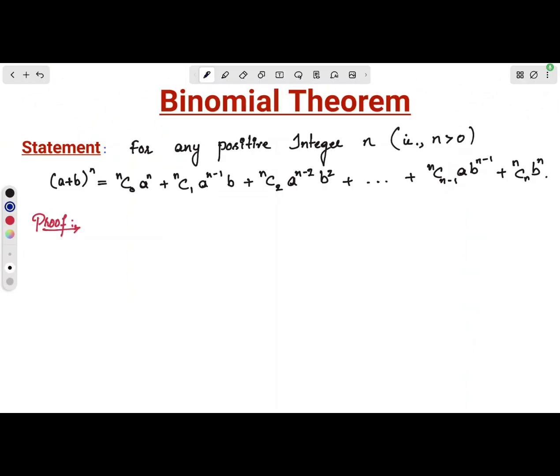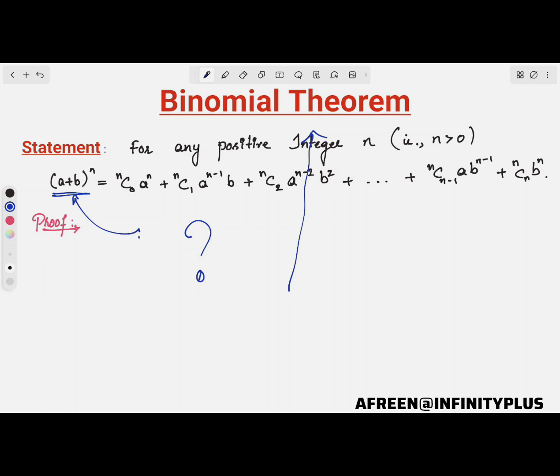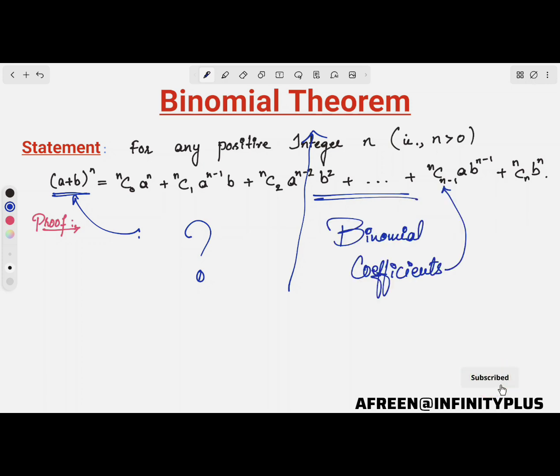Hello everyone. Have you ever wondered how to quickly expand expressions like (a + b)^n without using long multiplications? There comes the binomial theorem. It gives us a simple formula using special numbers which are called binomial coefficients. This trick saves us time and it is super useful in mathematics, in probability, and even in real life.